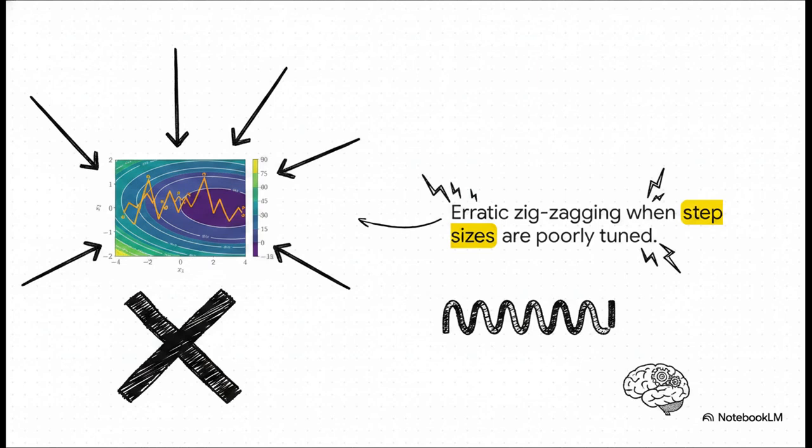When the step size, that learning rate, is poorly tuned and just a little too large, the algorithm aggressively overshoots the lowest point with every single step. Instead of smoothly walking down, it bounces violently from one steep wall of the valley to the other, barely making any real progress toward the center. It's chaotic, it's incredibly inefficient, and it's exactly the kind of behavior we want to avoid when training a model.